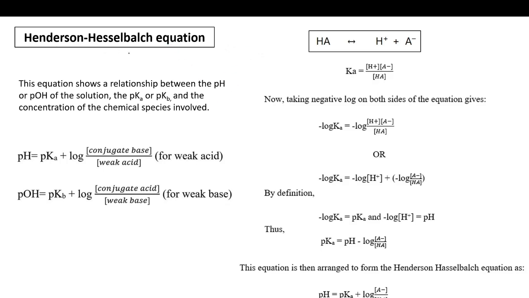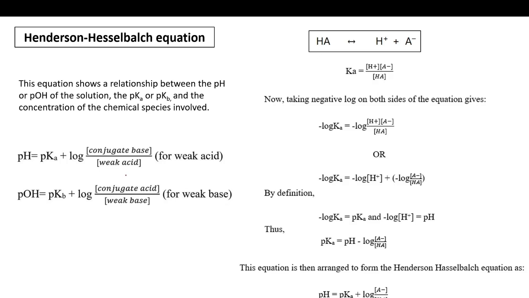The Henderson-Hasselbalch equation shows a relationship between the pH or pOH of the solution with the pKa or pKb and the concentration of the chemical species involved. So it is a relation between the pH and your pKa or pKb. Here Ka is the acid dissociation constant and Kb is the base dissociation constant. And this is only applicable if it is either a weak acid or a weak base.